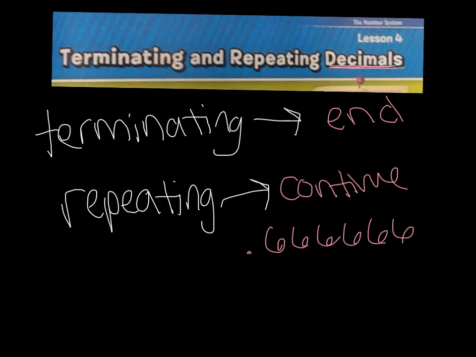Whenever we have repeating numbers, what we're going to do now is put our dot, and since we have 6's that go on forever, we're going to write the 6 once and use bar notation. That bar notation really means that the 6 is going to repeat forever.